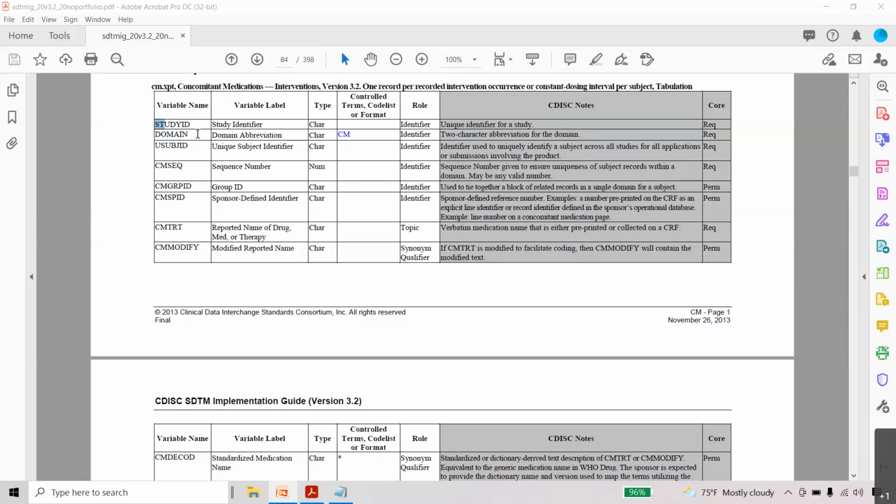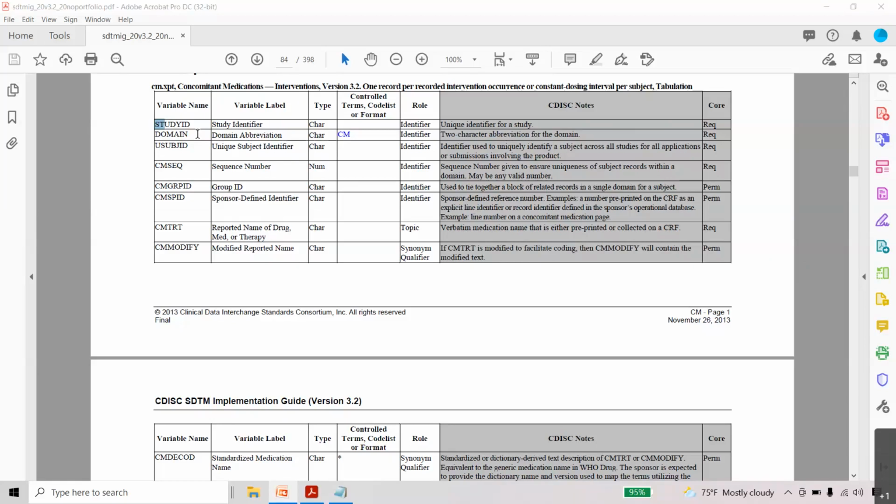Of course, we have the findings about domain. It has a 4 character domain name at the SDTM level. We will discuss the findings about domain after this session. Next variable is the unique subject ID.